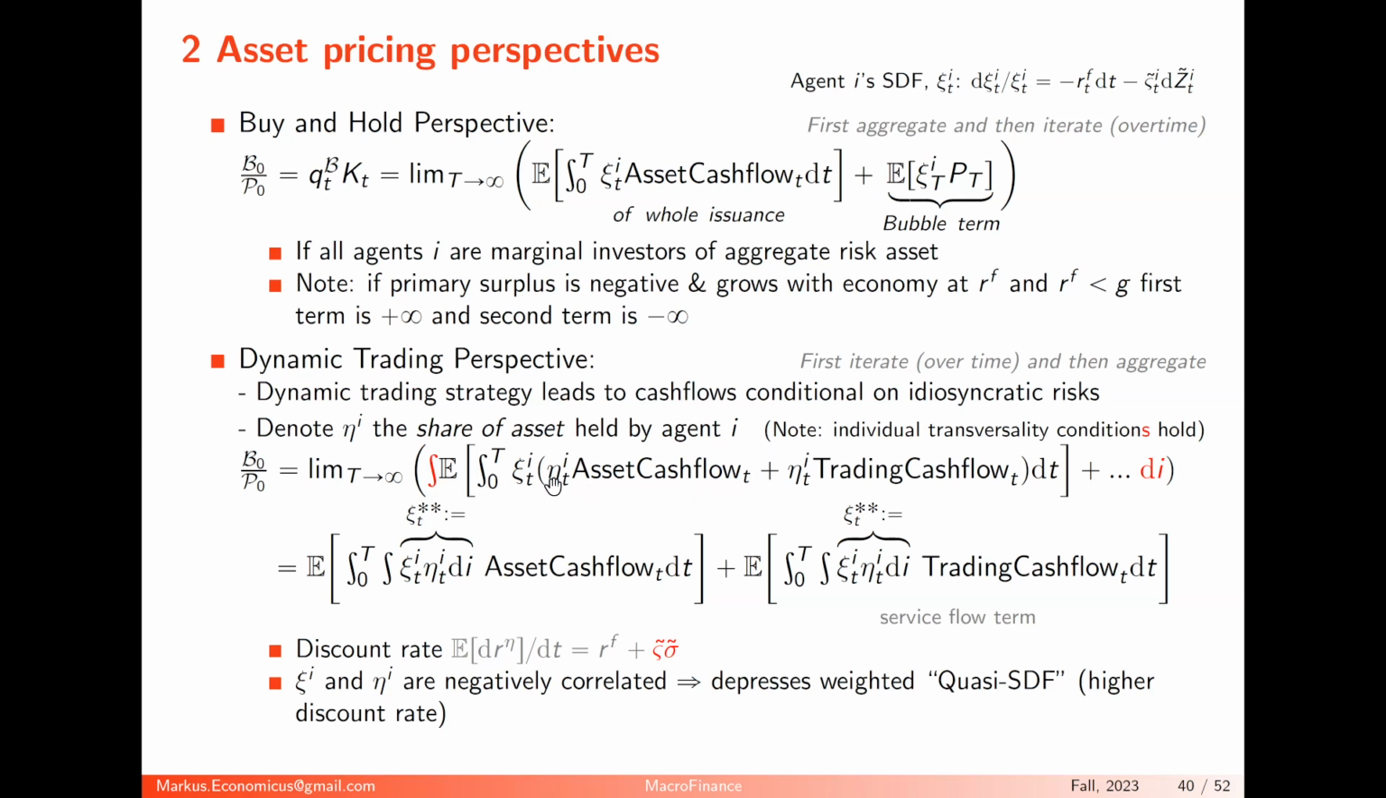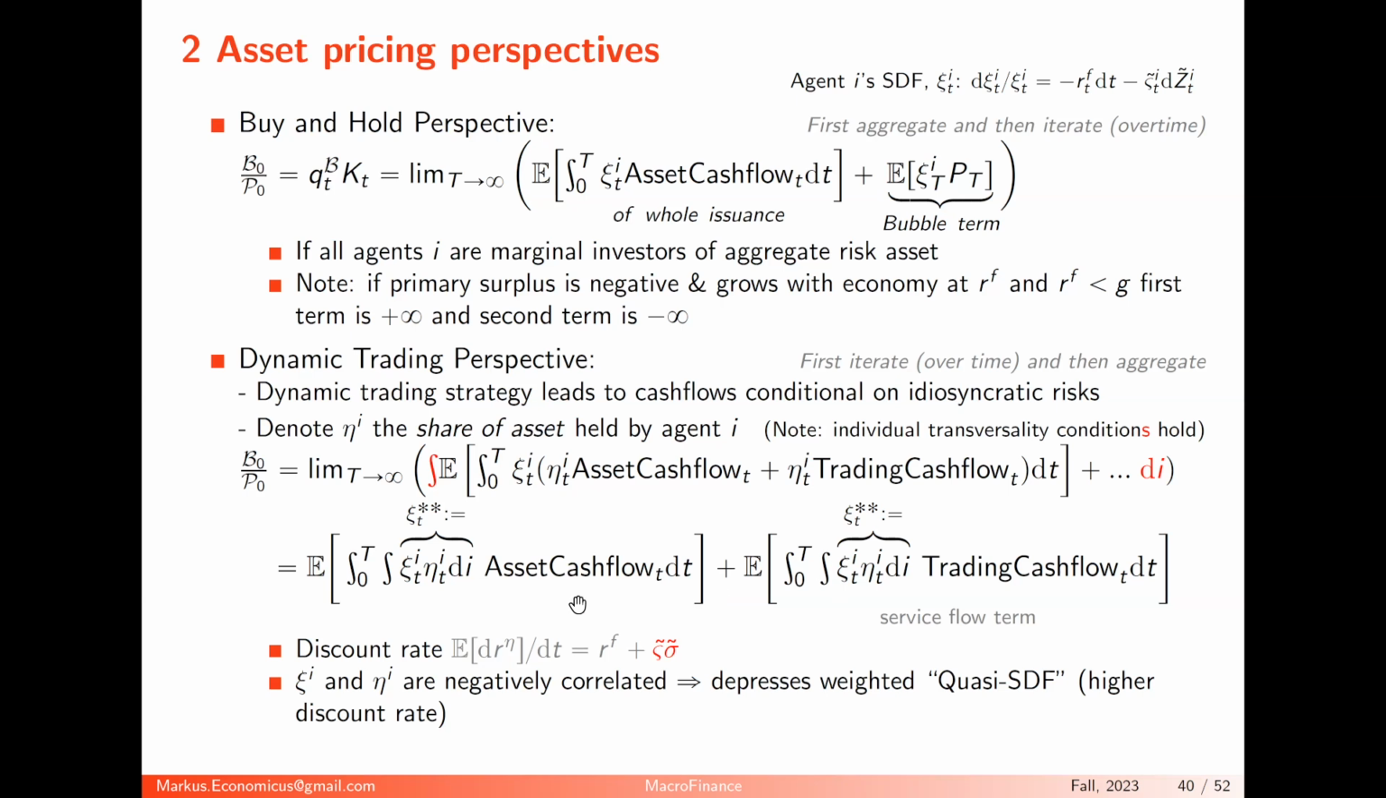But I can do the opposite. I can also say, I first integrate over time, and then I integrate over the type. So I flip the two integrals. So then I get this. The di comes in here, and I have asset cash flows, and I have again this di here, and then this dt term subsequently. So the two integrals are flipped.